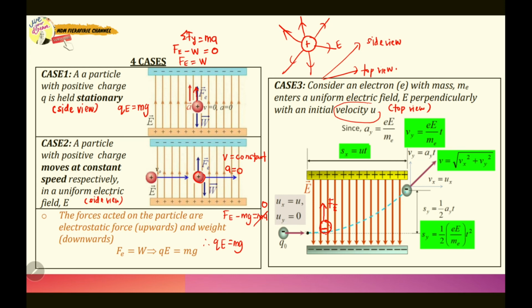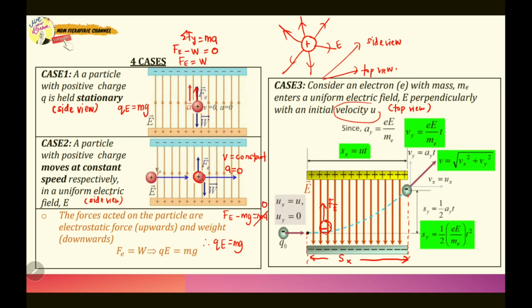Now the electron enters the field, starting from here, and leaves the field at this point, and the horizontal displacement traveled by the electron is equal to sx.